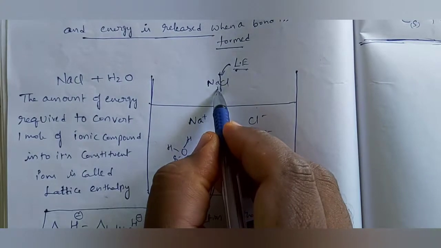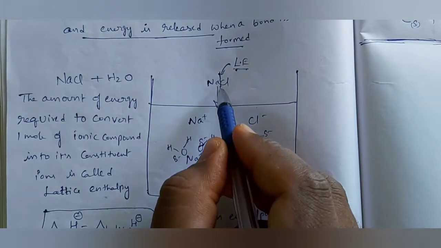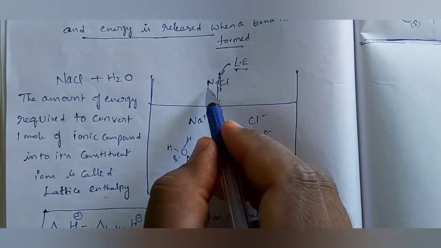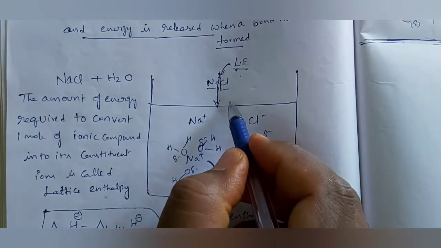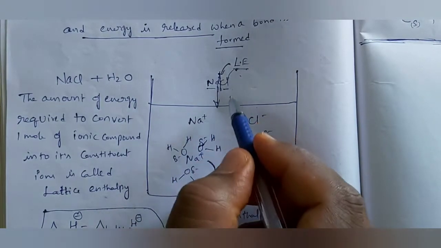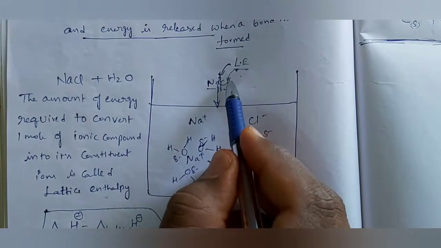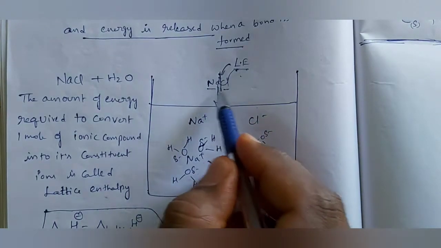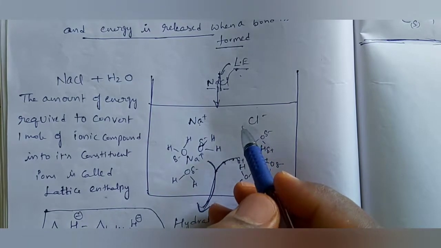First, as soon as you add this NaCl to water, some amount of energy is required to break the electrostatic force present between Na plus and Cl minus ions. That is called lattice enthalpy. Lattice enthalpy will be absorbed. By the absorption of lattice energy, NaCl is converted to Na plus ions and Cl minus ions.